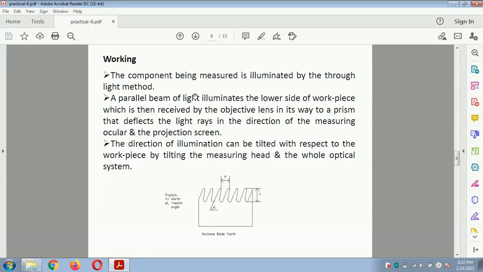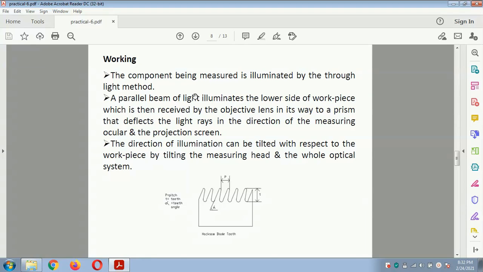So, the working of this tool maker microscope. The component being measured is illuminated by the light. A parallel beam of light is directed at the lower side of the workpiece, which is then received by an objective lens and it is reflected to the prism in the direction of the measuring ocular position.